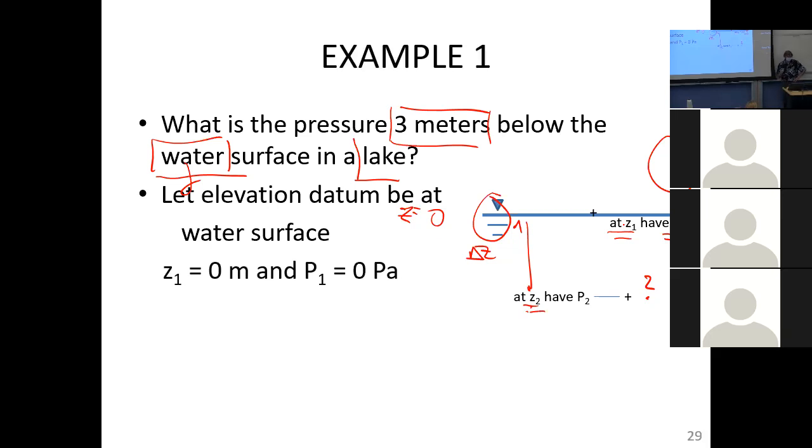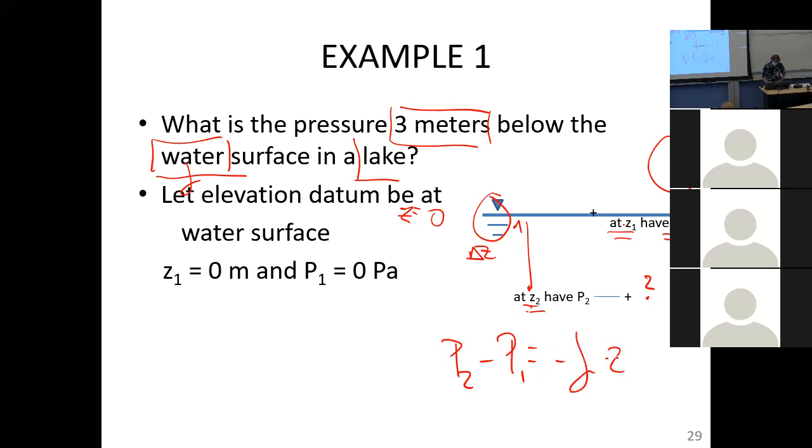So again, since we set the elevation datum at the water surface, and we know that the water surface is a free surface, we know Z1 and we know P1. And again, what we're trying to do is solve P2 minus P1 is equal to minus gamma times Z2 minus Z1. So again, we know everything in this equation except P2. P1 we can bring to the other side, but we also know that it's 0.